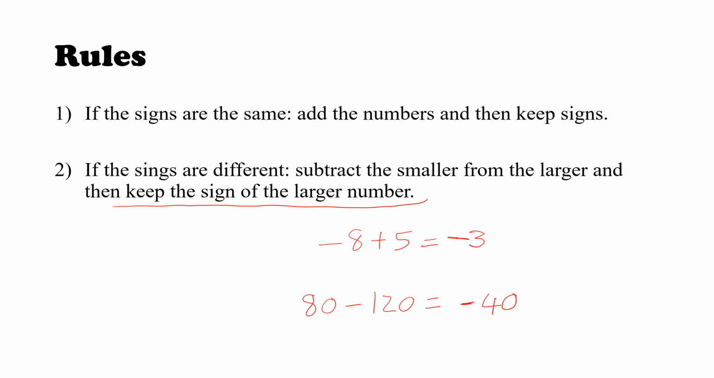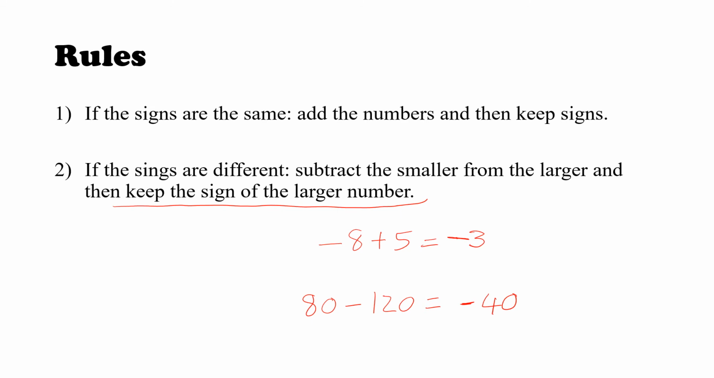So if the signs are the same, add the numbers and keep the sign. If you have a negative and a negative, just add the numbers. If you have a positive and a positive, add the numbers, keep the sign. However, if the signs are different, you take away the smaller number from the bigger number and then you keep the sign of the bigger number in respect to face value.